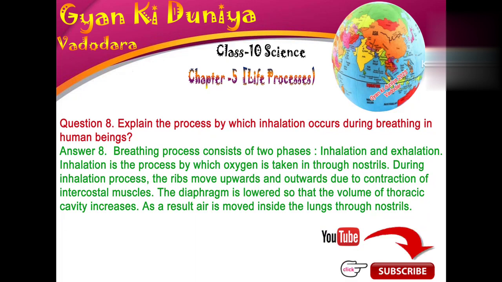Question 8. Explain the process by which inhalation occurs during breathing in human beings. Answer 8. Breathing process consists of two phases: inhalation and exhalation. Inhalation is the process by which oxygen is taken in through nostrils. During inhalation, the ribs move upwards due to contraction of intercostal muscles. The diaphragm moves lower so that the volume of thoracic cavity increases. As a result, air is moved inside the lungs through nostrils.